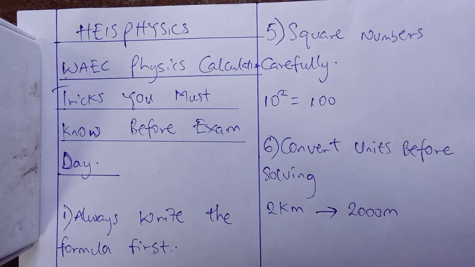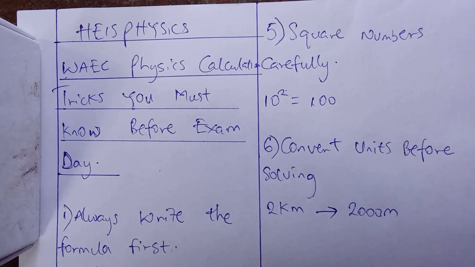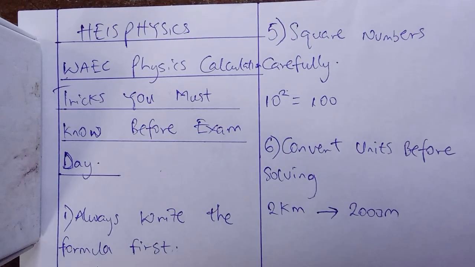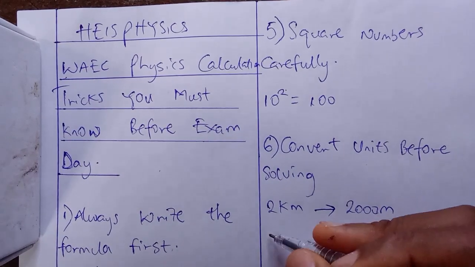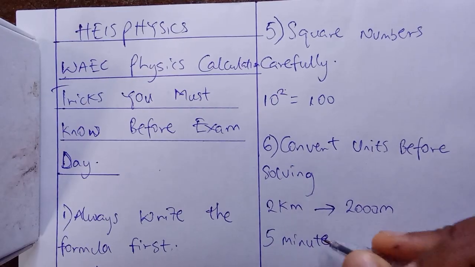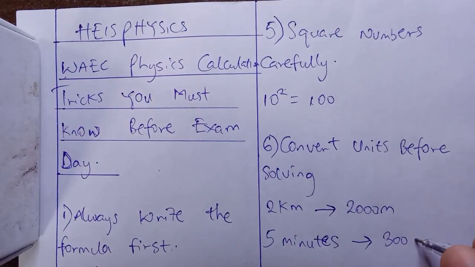Example, another question now. They give you time, and they give you time in minutes. For example, in that particular question, they give you that the time is 5 minutes. If you solve with 5 minutes, you also get it wrong because the SI unit for time, as you all know, is seconds. So convert minutes to seconds, multiply by 60, which is 300 seconds.